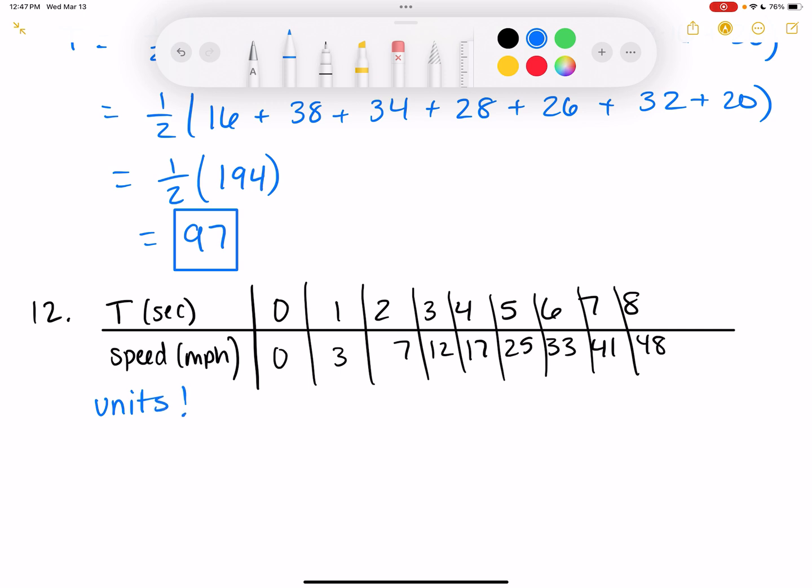So the width here between each one is a 1 second difference, right? So the width, h, is equal to 1 second. Well, I probably shouldn't say h. I'm just going to say 1 second. Now, speed is in miles per hour. So that means that h is in hours.